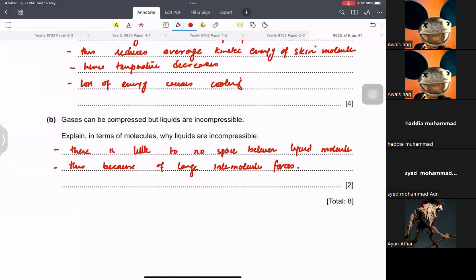So can I mention fixed volume? Fixed volume for B? Yes. Like, well, I think it would be fine.